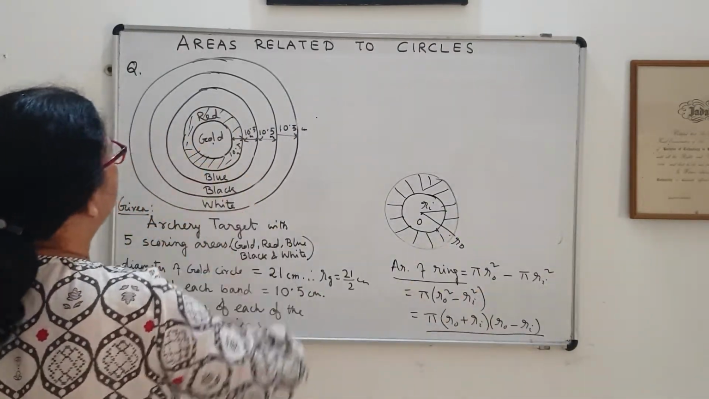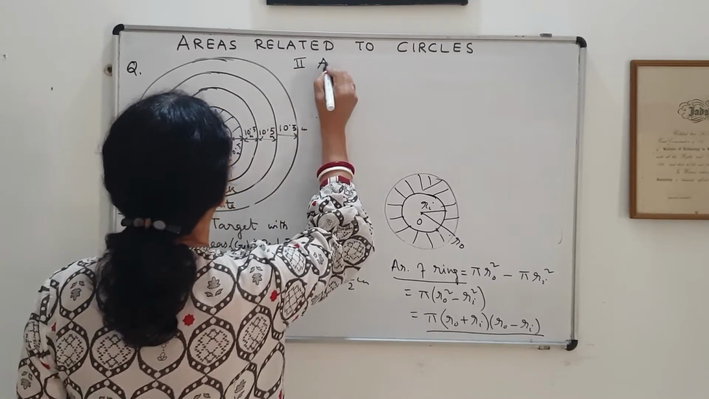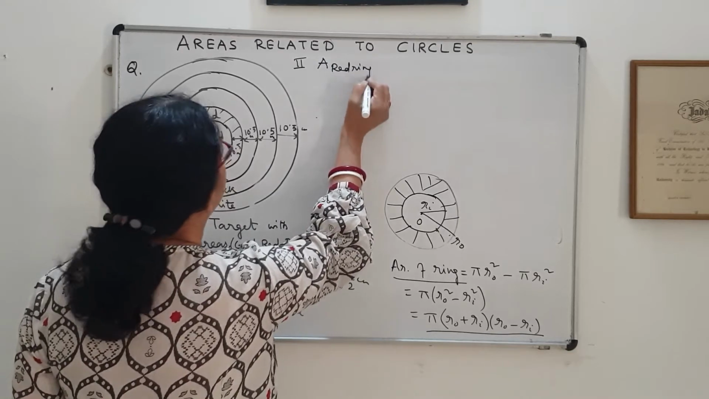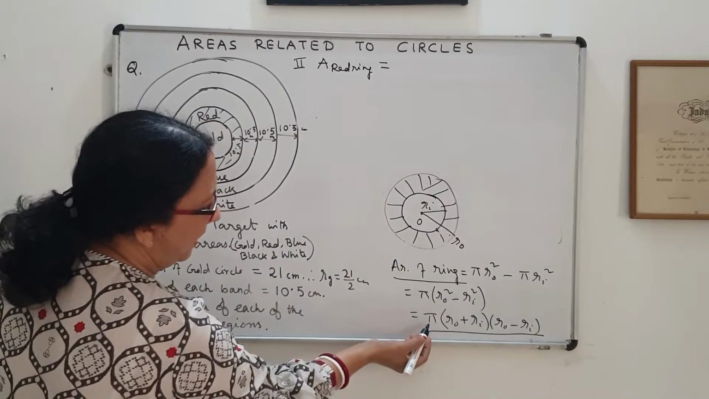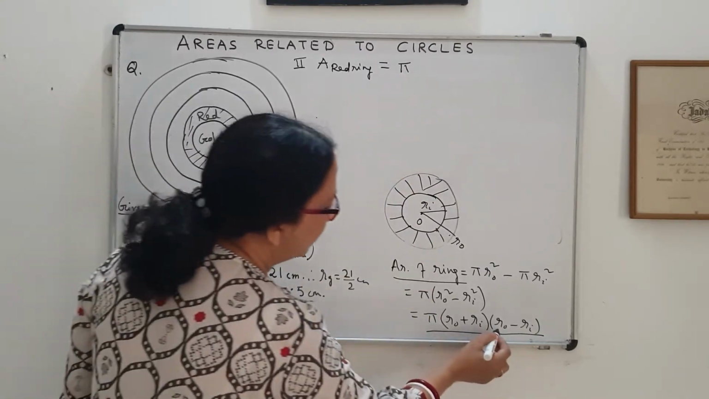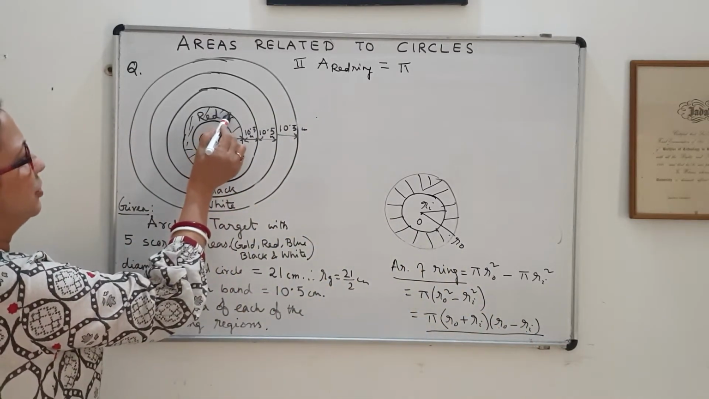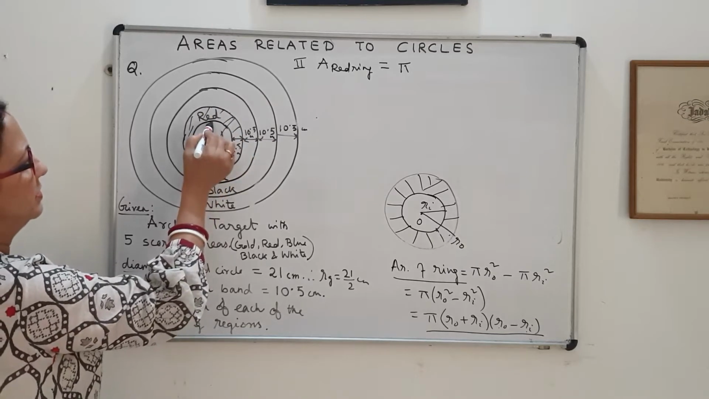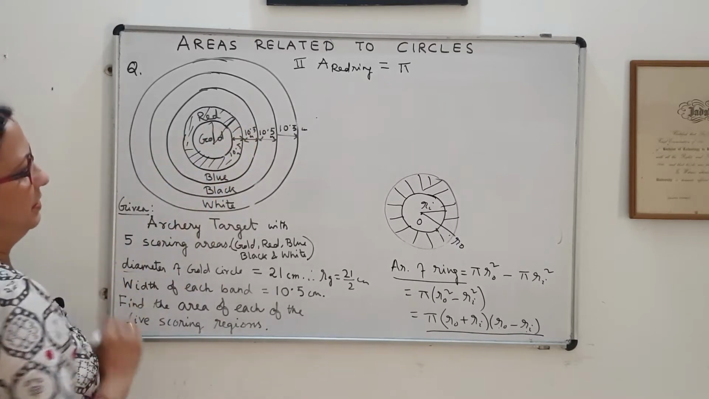So the next scoring region, the second scoring region, is the area of the red ring, this red ring. We will use this formula: pi times (Ro minus Ri). For the red ring, the radius of the red circle is Ro and the radius of the gold circle is Ri, and Ro minus Ri is nothing but this width.